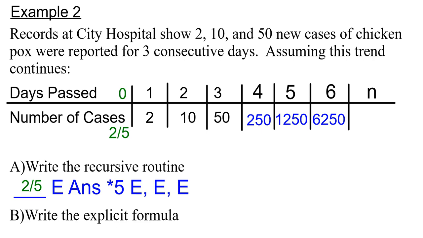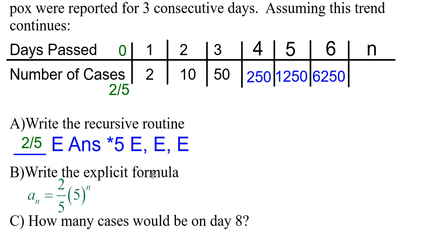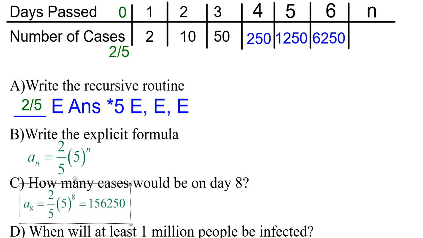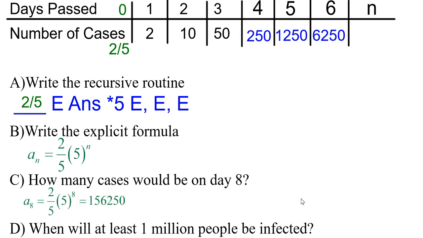Now to turn it into the explicit formula, again, I have all the pieces that I need to write that. So I have A sub n is equal to my starting amount for day 0, 2/5 times 5 to the power of n, because it's repeated multiplication. That's why it's written as an exponential. So if I wanted to find how many cases there were going to be on day 8, 8 is the term number n, so I could just put that into my formula and calculate how many cases that would be. So if I put the 8 in for n, that ends up being 156,250 cases.